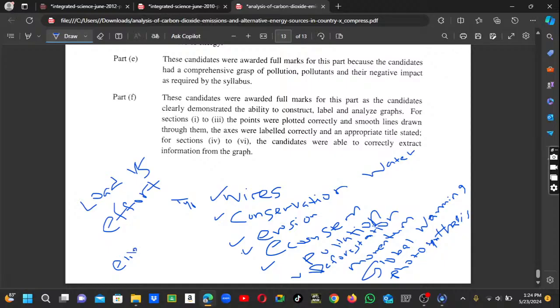Sorry, I hate to write with this thing. Equilibrium, guys. So it's stable. You guys need to know about stable equilibrium, right?